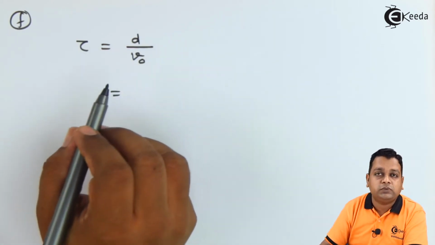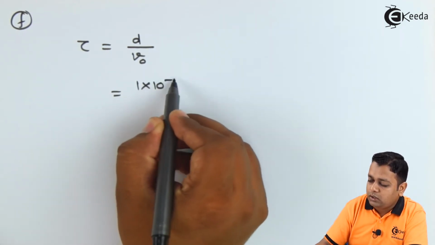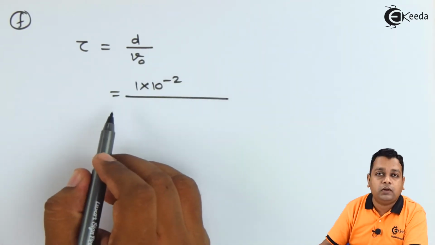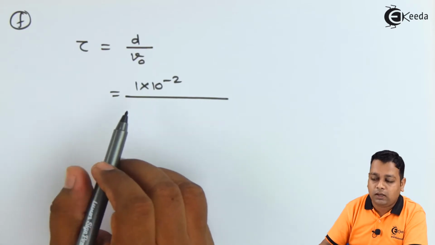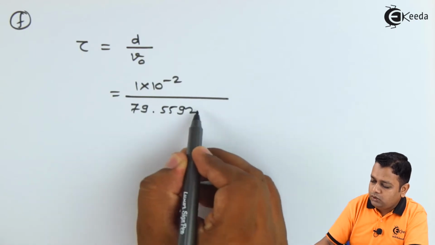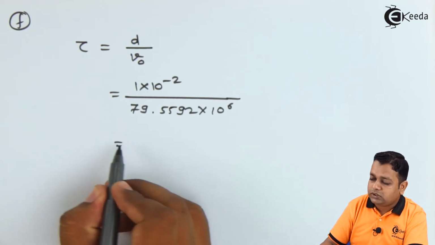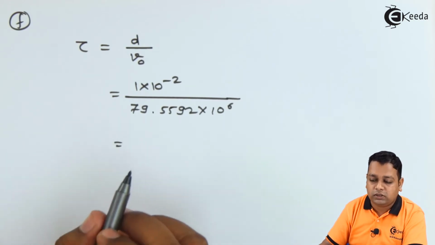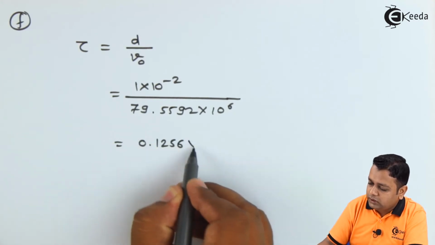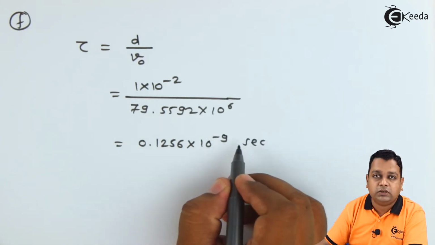The gap spacing as per the problem statement, we can put 1 centimeter is equal to 1 × 10^-2 meters divided by the velocity that we have determined in part A, that is 79.5592 × 10^6 meters per second. So this shall give us the transit time in terms of seconds. So this will become 0.1256 × 10^-9. We put seconds as the unit here.